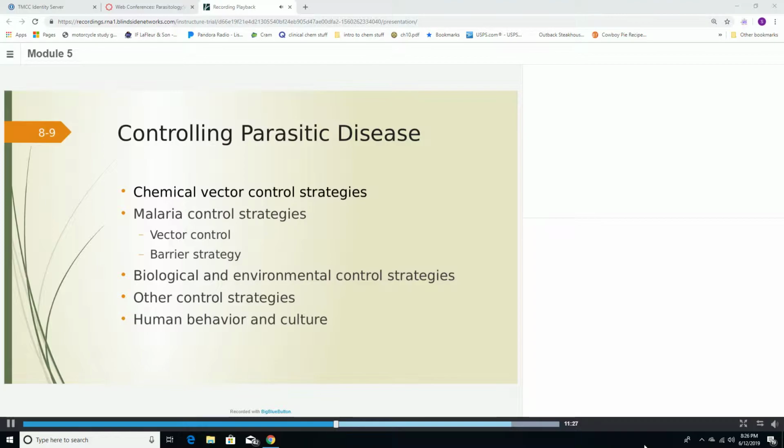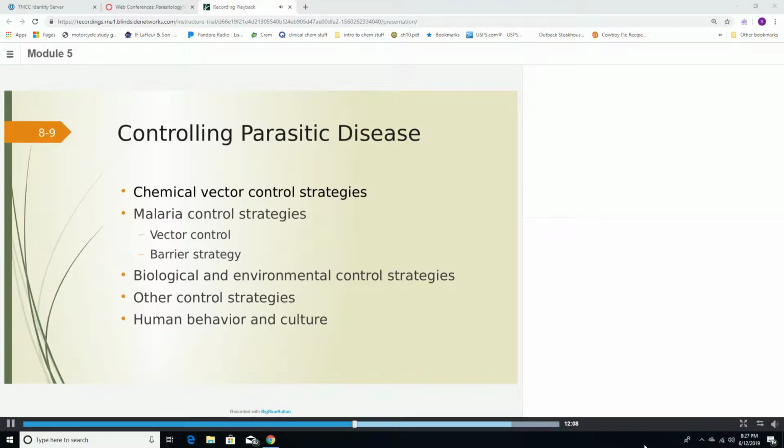So, controlling parasitic disease: chemical vector control strategies. To control the spread of parasitic diseases, chemical measures have had varying degrees of success. We could treat a local environment, because there are some dormant stages, some eggs and cysts, that are usually resistant to toxic substances. But we could also use chemical means to control the vectors, as I've been saying. We could spray and use dips to get rid of flies and mosquitoes and so forth.